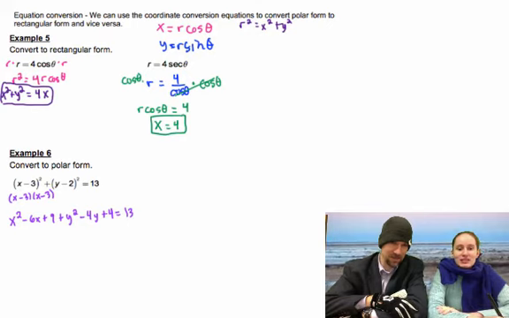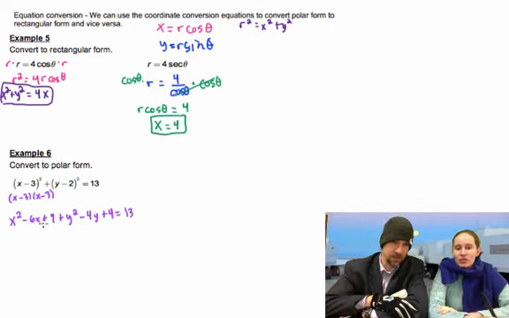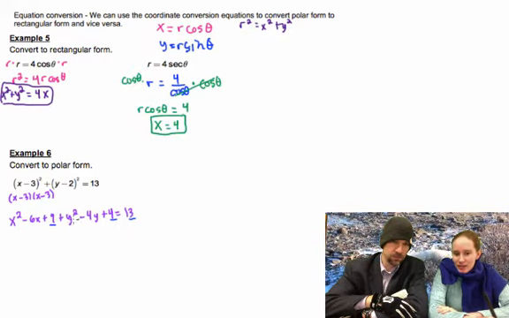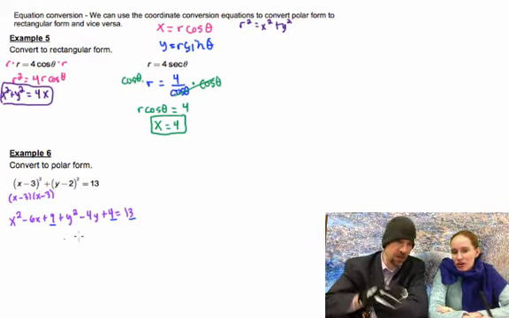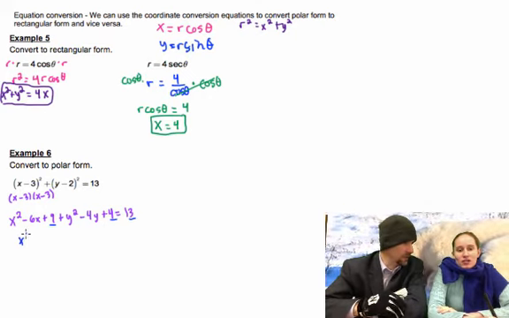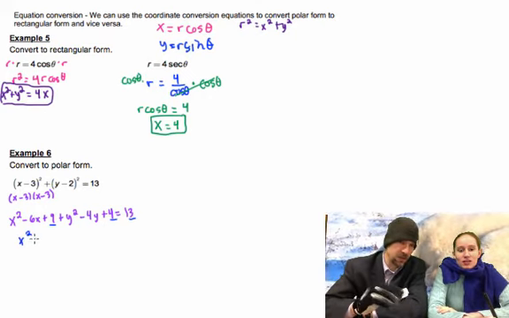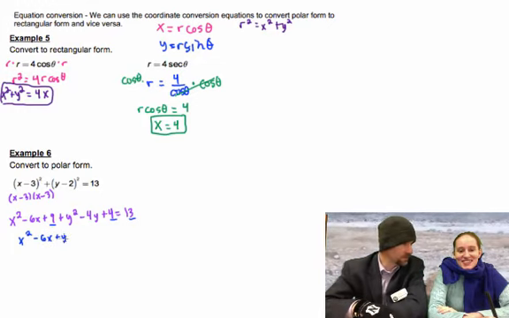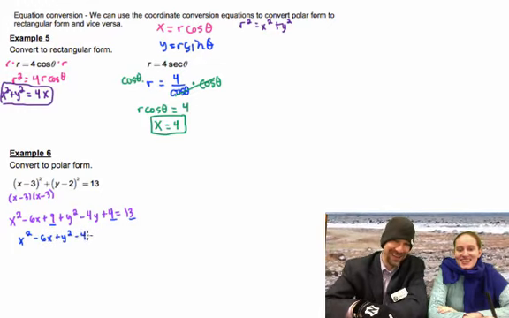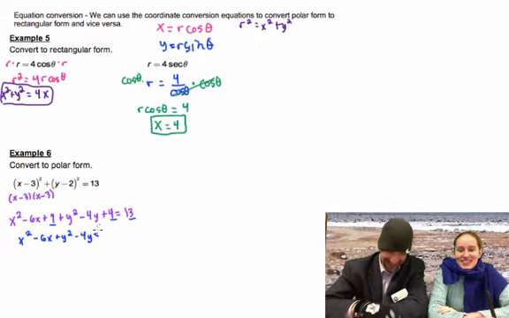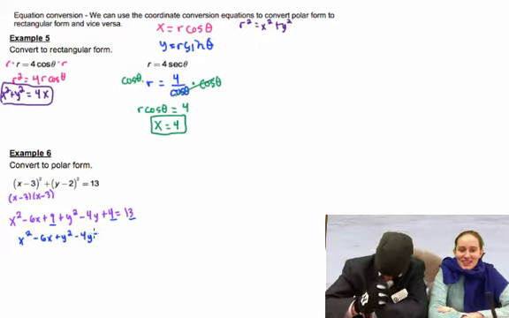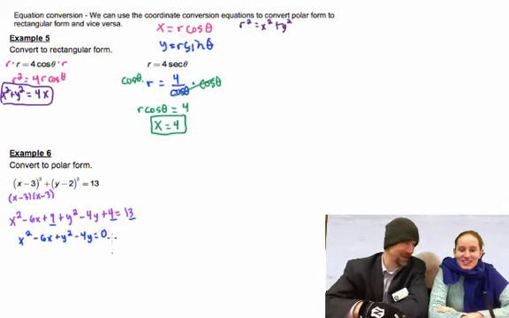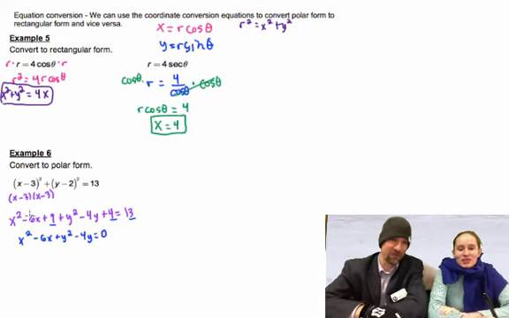Let's combine some like terms. Here, 9 and 4 and 13. 9 and 4 gives us 13 on this side, but if we subtract them over, a long time ago you learned in algebra class that if you did something to one side and the other at the same time, it was totally legal. So subtract 13 from both sides.